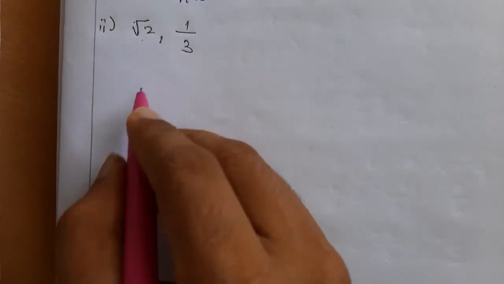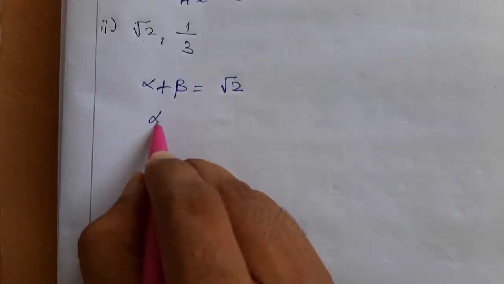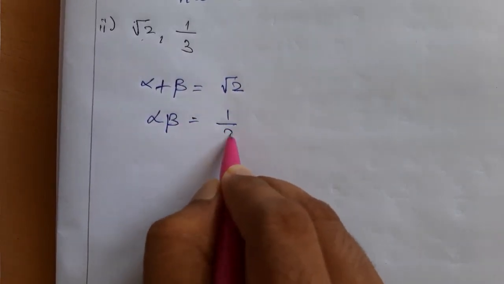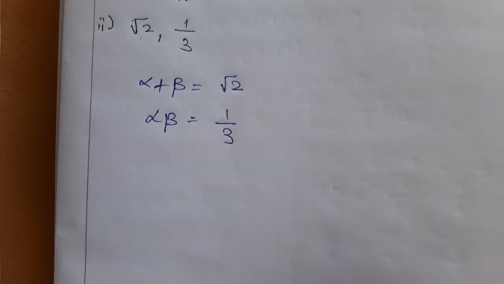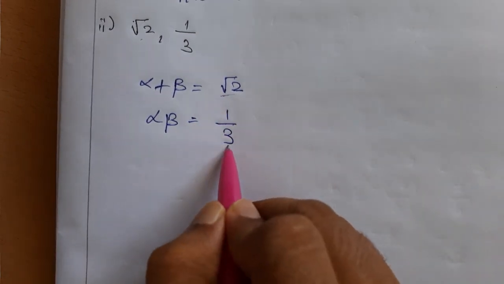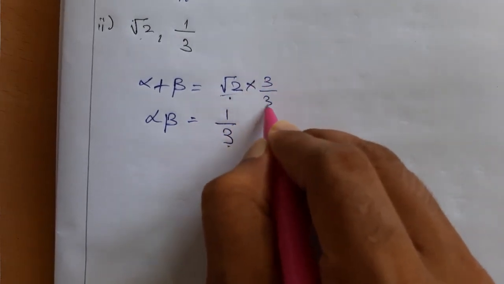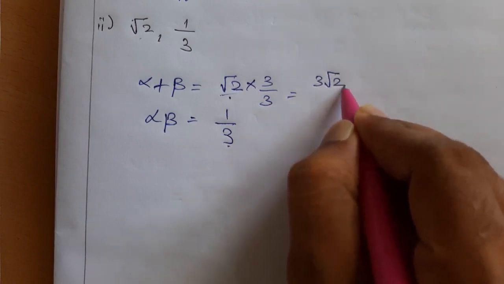Here we go for the next problem. The first one is the sum, alpha plus beta is equal to square root of 2, and the second is the product, alpha into beta is equal to 1 by 3, right? And the a must be the same, that means the denominators have to be the same, right? Here the denominator is 3, it is not the same, so let me multiply with 3 by 3, so we'll get 3 square root of 2 by 3.